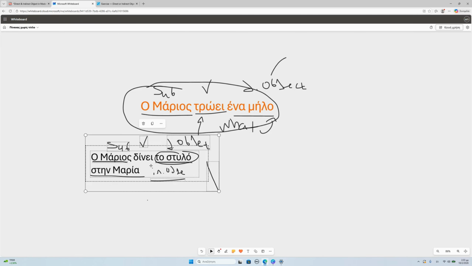we don't have στυλό. If we remove the στυλό, we have: ο Μάριος δίνει στην Μαρία. That means, if we say Marios gives to Maria, then everyone will ask: what does Marios give to Maria? So it doesn't make sense. Everyone will ask themselves, what? So that's why we say this is the unimportant one, because by itself it doesn't make sense.